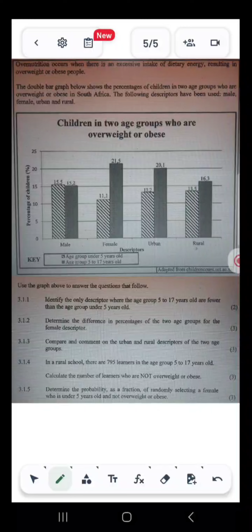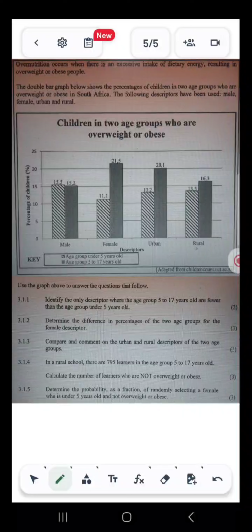Overnutrition occurs when there is an excessive intake of dietary energy, resulting in overweight or obese people. The double bar graph shows the percentage of children in two age groups who are overweight or obese in South Africa. Okay, so they tell us these bars show two age groups, right? The following descriptors have been used: male, female, urban, and rural.